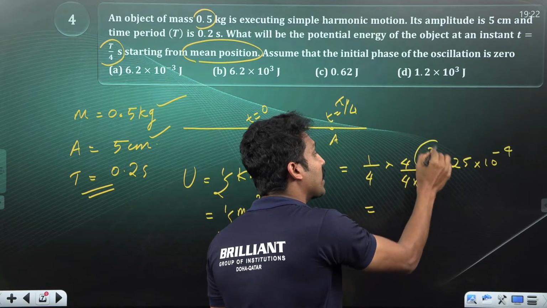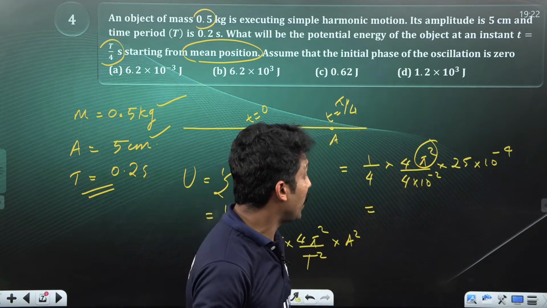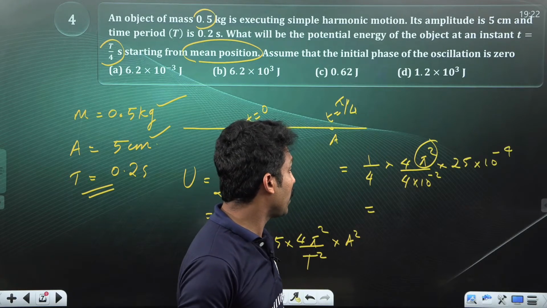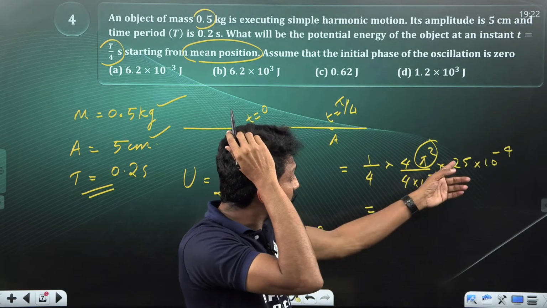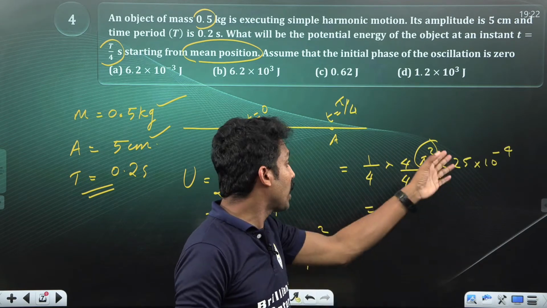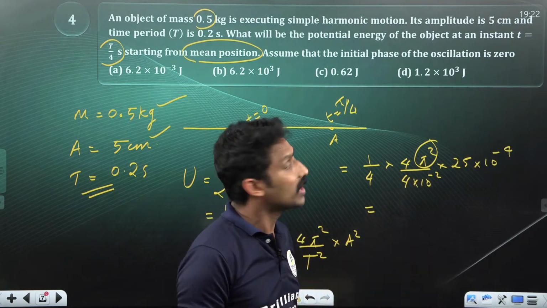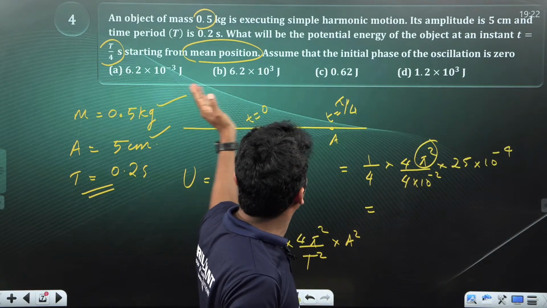And we can take this pi square as 10. Clear? 4 by 4 is cut. Here it comes 25 divided by 4. 25 divided by 4 is 6 point something. And you check the options, all are this.